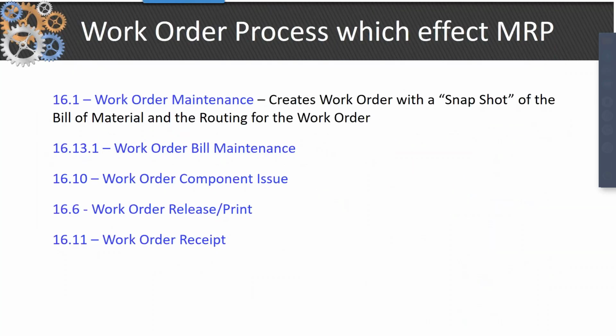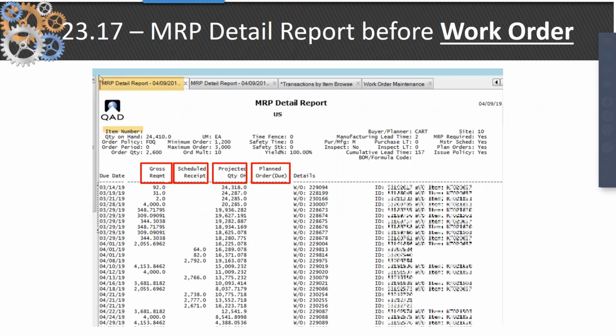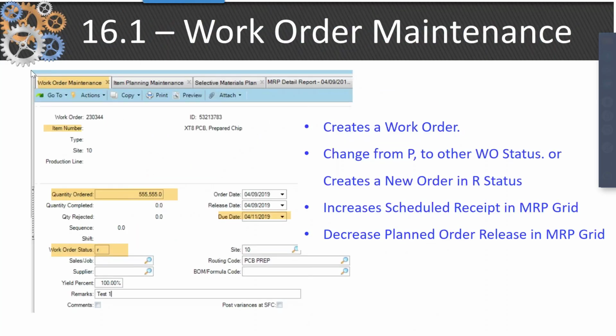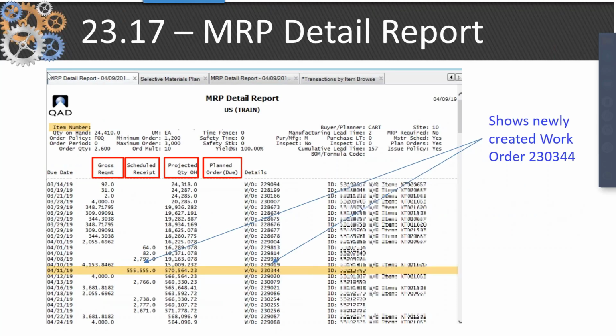From a work orders point of view, you cut the work order, you can modify the bill, issue the components, print the work order receipt or the pick list, and then do a work order receipt. So here is a detail on a part before. Here we're going to cut the work order, in this case for 55,555, and we're going to make it an R part number with a due date right here. You can see what that does is it increases the scheduled receipt for that item, and here's the work order that we cut for that.